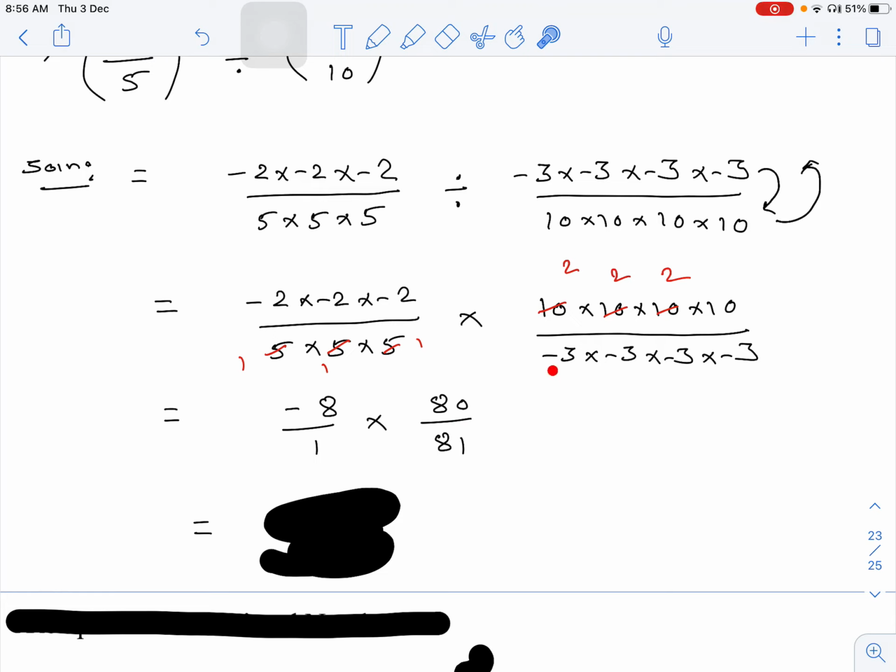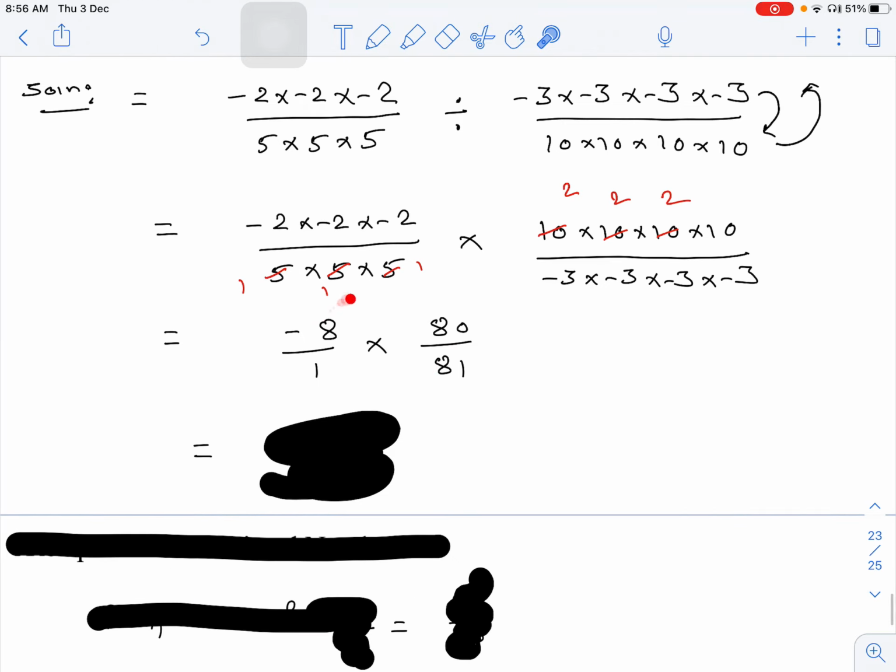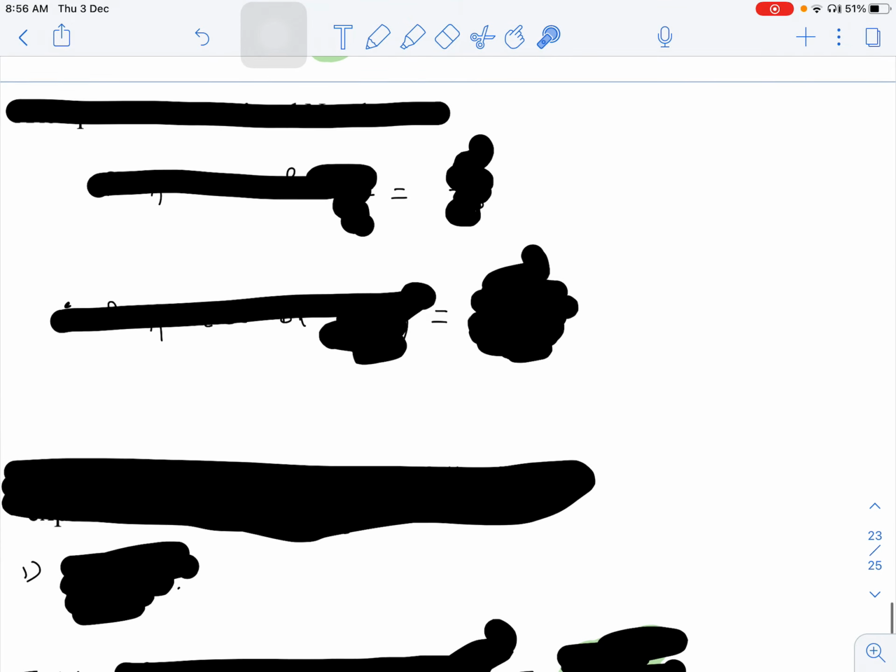Now here the minus sign is multiplying 4 times. 4 is an even number, so our answer here is positive. Okay, now finally this minus 8 will multiply with 80 and 81 will multiply with 1. So our answer will be minus 640 upon 81. Okay, now let us see our next example.